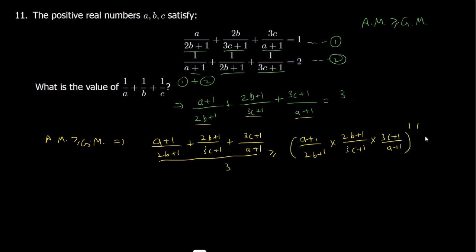And now you will see that their product is constant, because a plus 1, 2b plus 1 and 3c plus 1 get cancelled. So this is just 1, and 1 raised to the power 1 by 3 will also be 1. And if you cross multiply by 3, you will get that (a plus 1)/(2b plus 1) plus (2b plus 1)/(3c plus 1) plus (3c plus 1)/(a plus 1) is greater than or equals to 3. And coincidentally, this is exactly equal to 3.